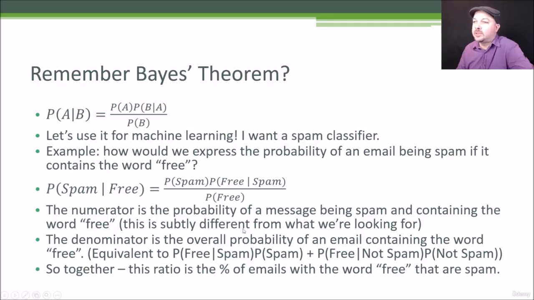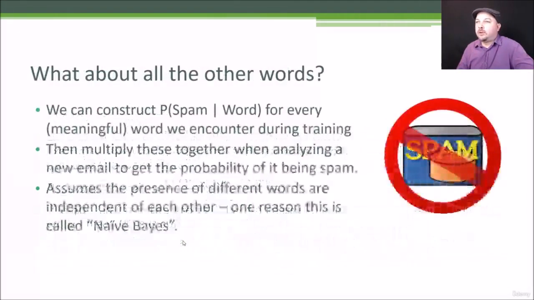Now the numerator can just be thought of as the probability of a message being spam and containing the word free, but that's a little bit different than what we're looking for because that's the odds out of the complete data set and not just the odds within things that contain the word free, okay? And the denominator is just the overall probability of containing the word free. Sometimes that won't be immediately accessible to you from the data that you have. If it's not, you can expand that out to this other expression here if you need to derive it. So at the end of the day, that gives you the percentage of emails that contain the word free that are spam, which would be a useful thing to know when you're trying to figure out if it's spam or not.